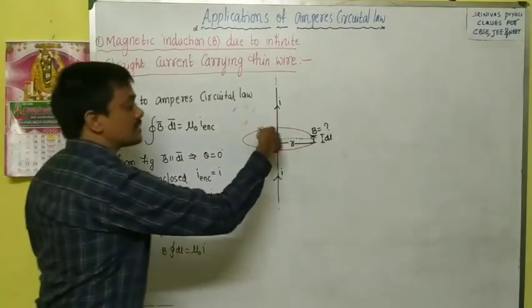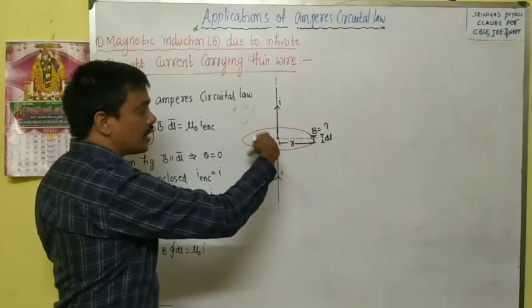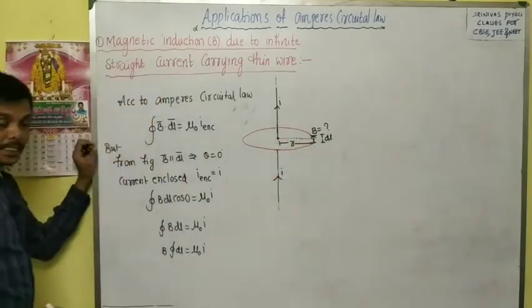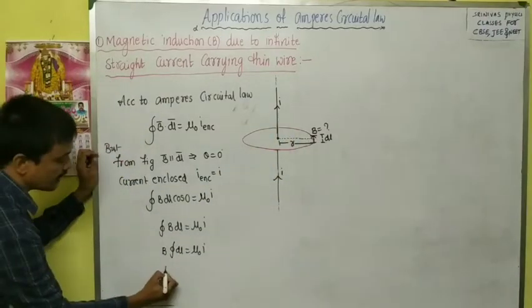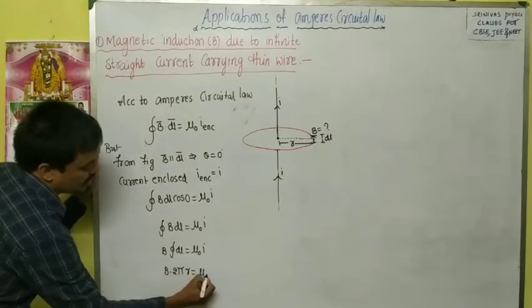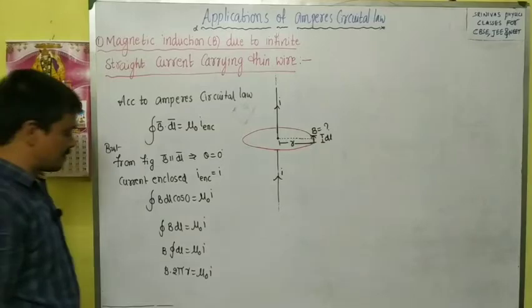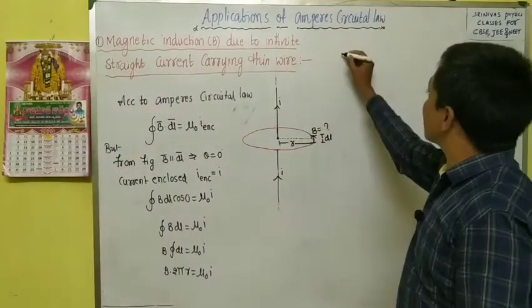The loop is in the shape of a circle, that is drawn around the current carrying wire by taking a smaller radius. Then integration dl is the full circle length. Full circle length is 2 pi r, right? Then B times 2 pi r is equal to mu naught I. From this we get the B formula, the magnetic induction due to an infinite straight current carrying wire.